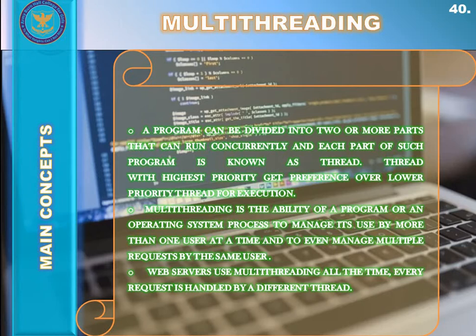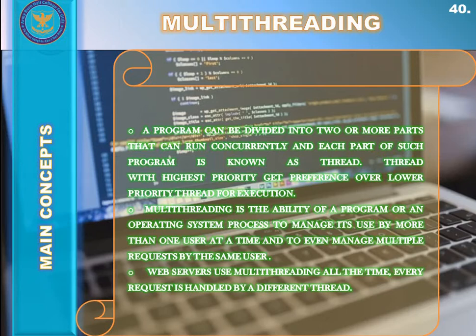A program can be divided into two or more parts that can run concurrently, simultaneously at the same time, and each part of such a program is known as a thread. As threads are parts of a process, indirectly threads are also part of a program, because threads are inside a process and a process is inside a program. When these threads execute simultaneously or concurrently to accomplish a task, it is known as multi-threading.